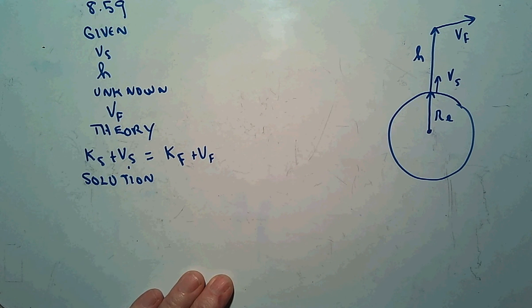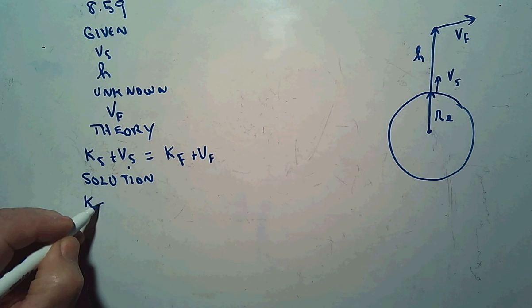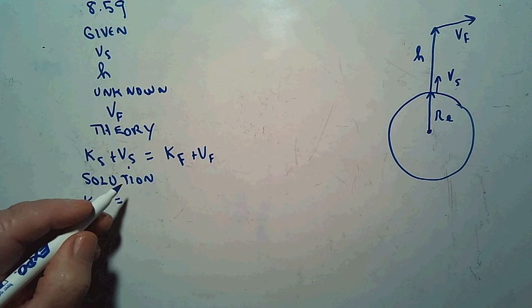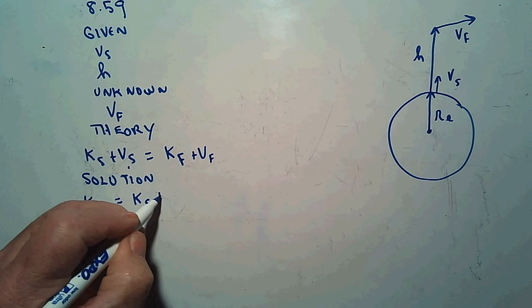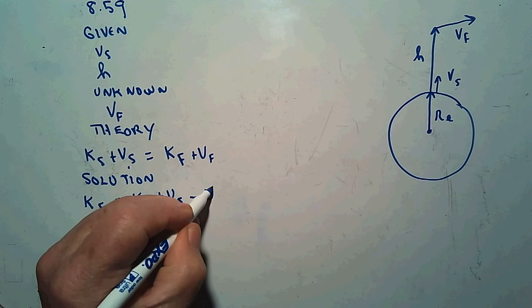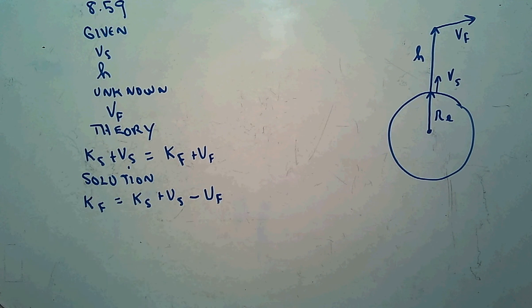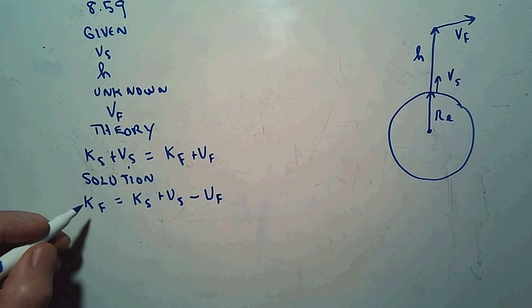Okay? So in my solution, since I really want to know how fast it's going, I need to solve for the final kinetic energy. And that's going to be equal to the kinetic energy that I start with, plus the potential energy that I start with, minus the potential energy that I finish with. All we have to do now is just plug in the expressions for each of these.